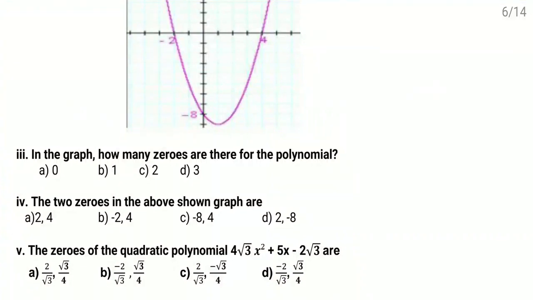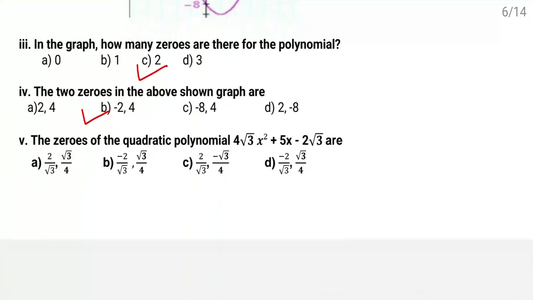Now look at the graph here. Okay, in the graph, how many zeros are there for the polynomial? Whenever the graph is intersecting the x-axis, just check at how many points. At 2 points. So this graph or this polynomial has 2 zeros. The 2 zeros in the above shown graph, so which are those 2 zeros? One is minus 2, another is 4. These are the values of x and that is nothing but the roots. So here minus 2 comma 4. So option B is the correct one. Come to the next question now.